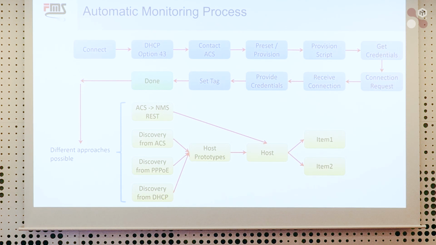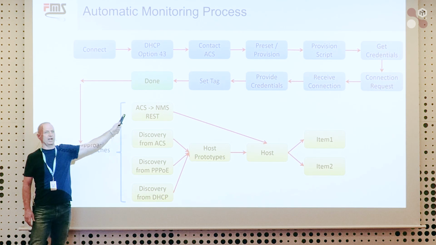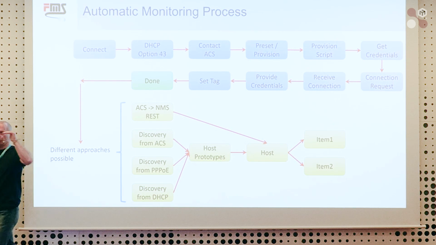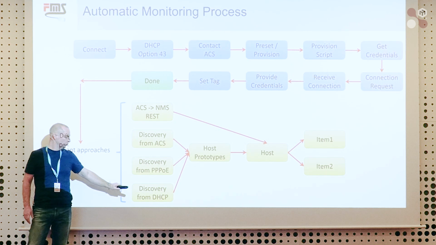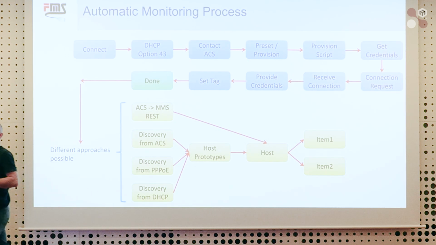We could have the ACS send a REST call to the NMS. That way, we would have to create a host directly. Or we could use the discovery rules that I've shown you before to have Zabbix ask either the ACS or the PPPoE server or the DHCP server for a list of clients, use host prototypes, and create the hosts dynamically.